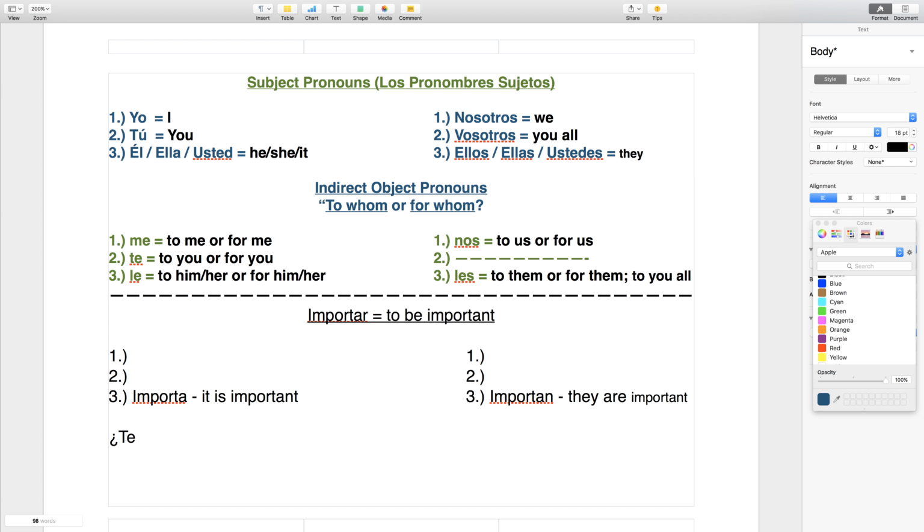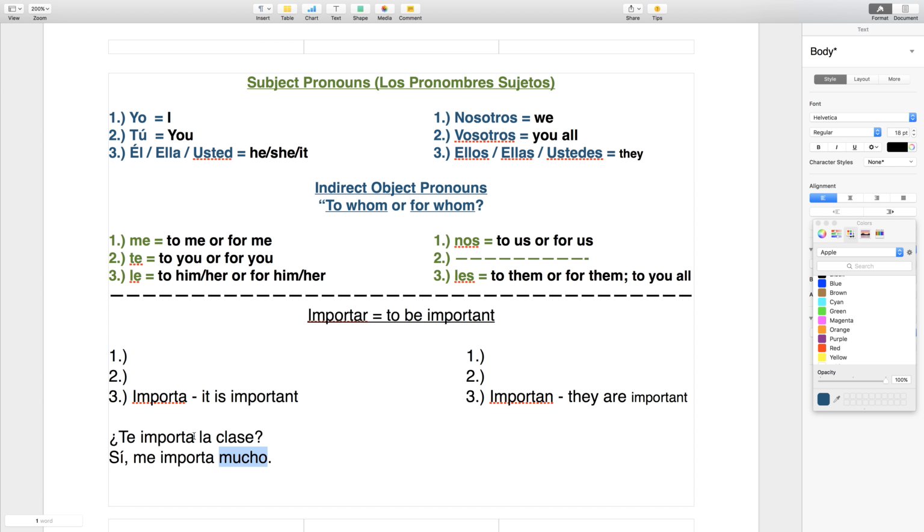Someone asked, ¿Te importa la clase? What would that mean? To you, is it important? The class. Is the class important to you? Sí, me importa mucho. Yes, to me, it is important a lot.